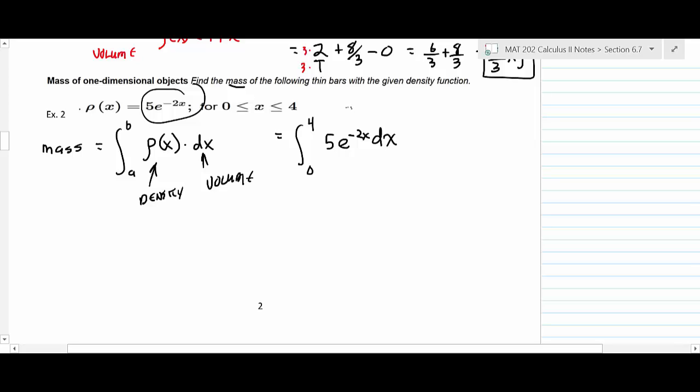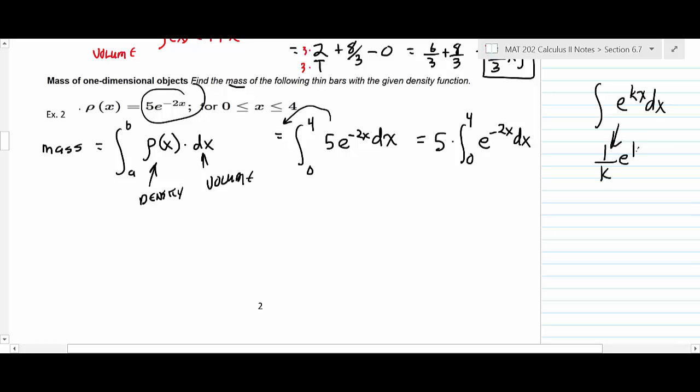Okay, so this is a pretty easy integral. You just bring out the 5. So you're going to have 5 times the integral from 0 to 4 of e to the negative 2x dx, like that. And remember this formula that I've got on the board. You see this all the time, so you want to make sure you know that. What is that? That's 1 over k e to the kx plus c.